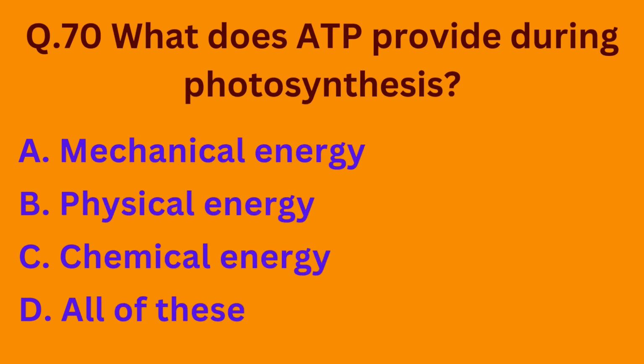Question number 70. What does ATP provide during photosynthesis? Option A, mechanical energy, option B, physical energy, option C, chemical energy, option D, all of these. So basically ATP provides chemical energy during photosynthesis. The correct option is option C.